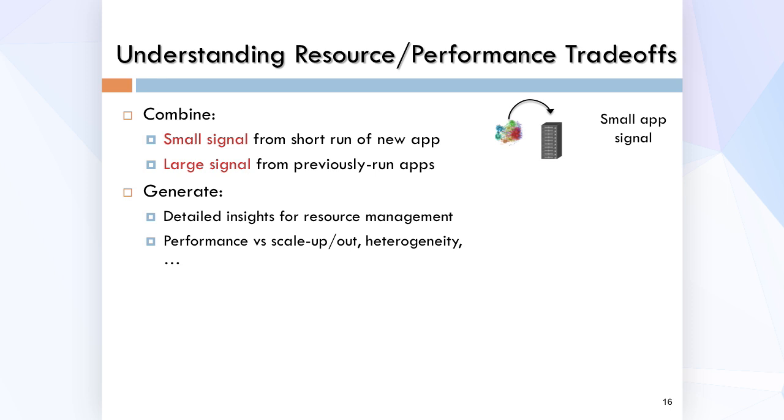Now, this will give us a little bit of information about the new application, but it cannot give us the full exhaustive information that we would get if we were to do the analysis that I showed in the beginning. So how can we go from this profiling signal to the full information?